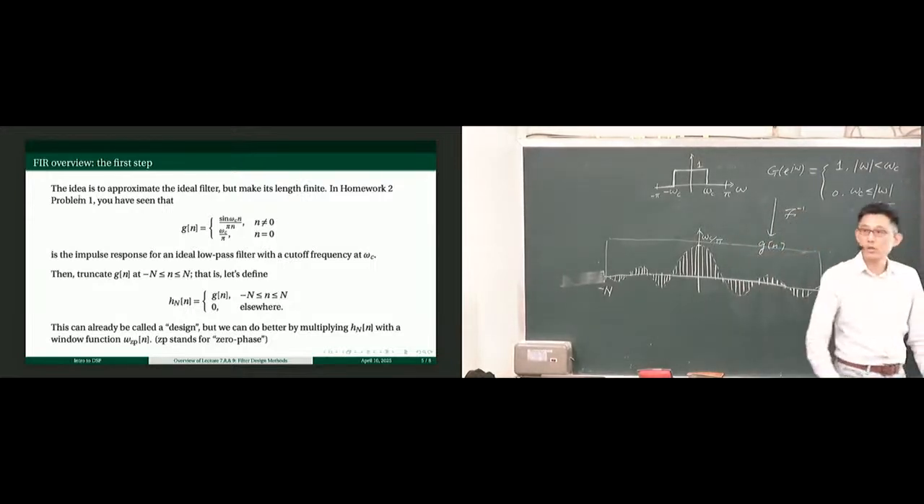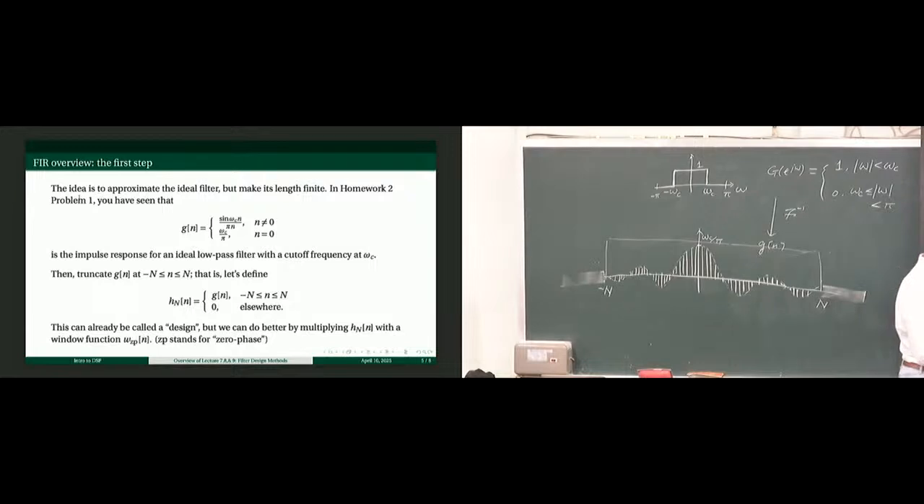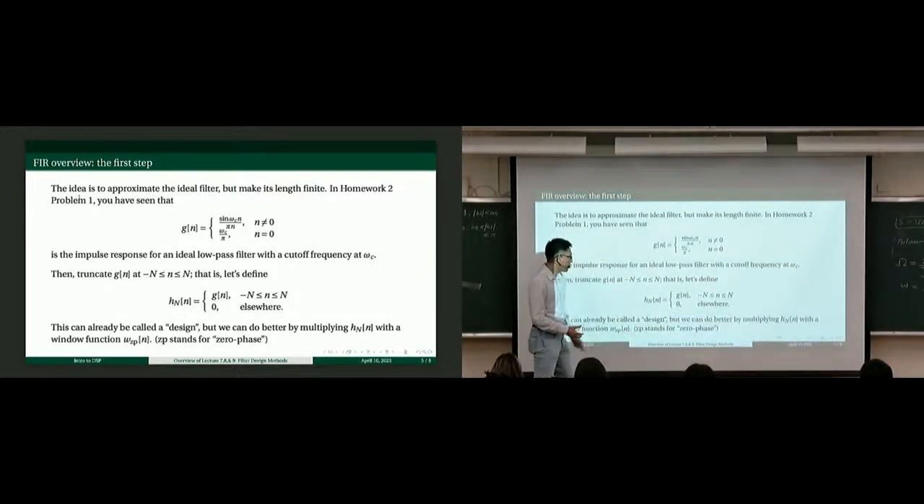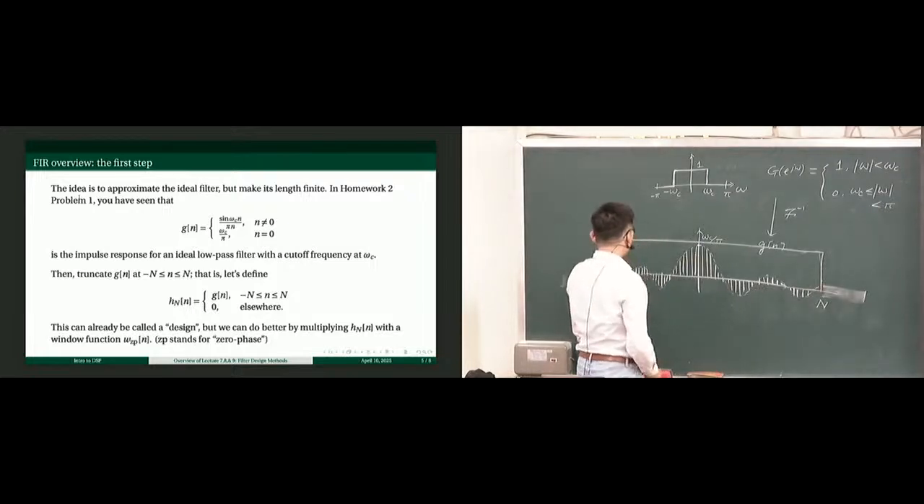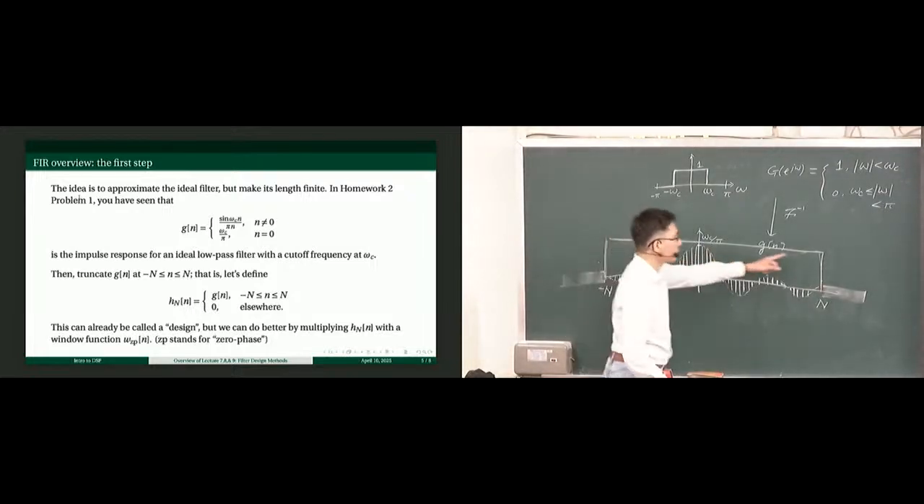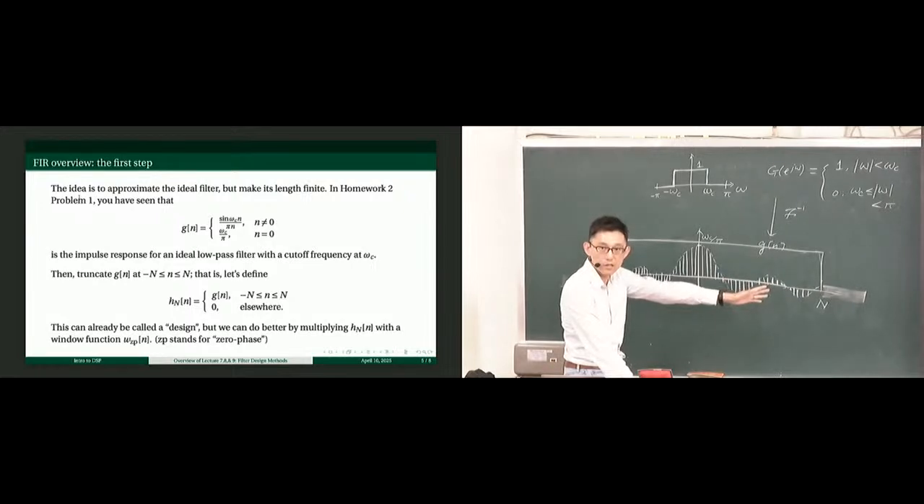So that's why we need to spend maybe at least 2 weeks, maybe 3 weeks, to talk about how to get better from here. I consider that this is already a design, but we can do better by shaping your result. So the idea is, how about we multiply this middle part with a window function. Not filtering yet. This is still in the design process. We're not applying the filter yet, we're still designing the filter.